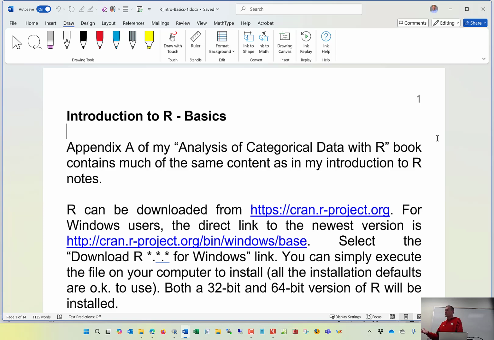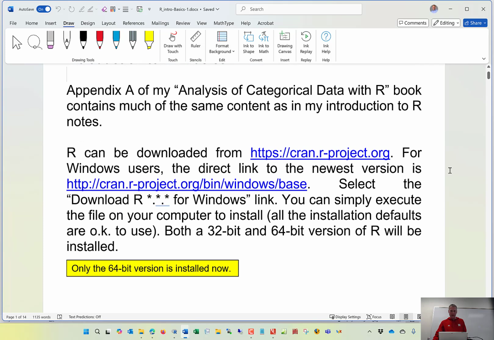Now, this introduction to R set of notes that I have here is based upon Appendix A of my analysis of categorical data with R book that I've written. So if you would like maybe a more textbook way of doing some of the stuff I'm doing here, you can take a look at my book. The book's available in the library. The first edition's there. The second edition, which just came out last year, I actually haven't checked to see if it's there yet. Okay.